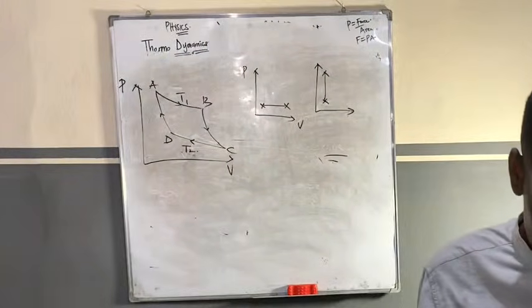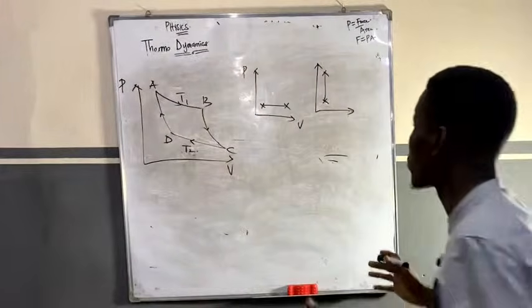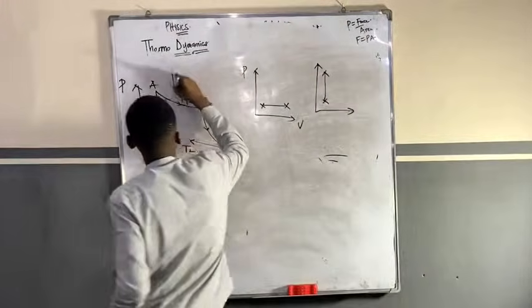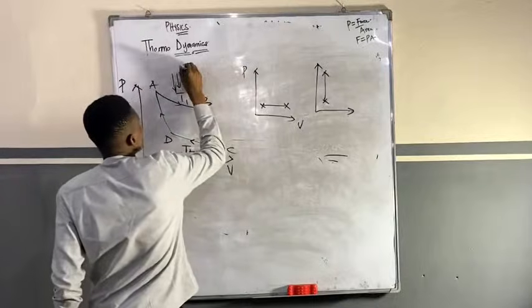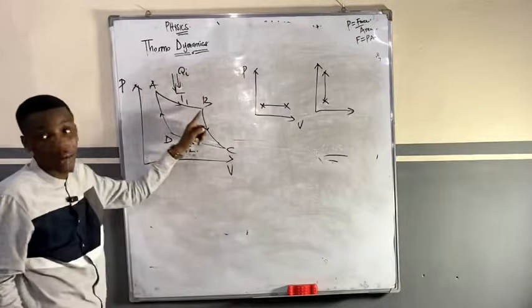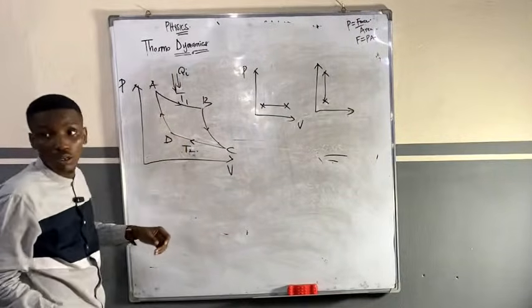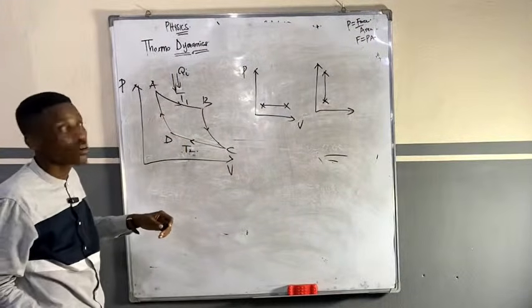From B to C, of course, when you expand at constant temperature, the gas will take in heat. At this point, there is introduction of heat into the system. That means at that point, it's not adiabatic. Heat will come into that system. I hope we are together. Are we together? Yes.